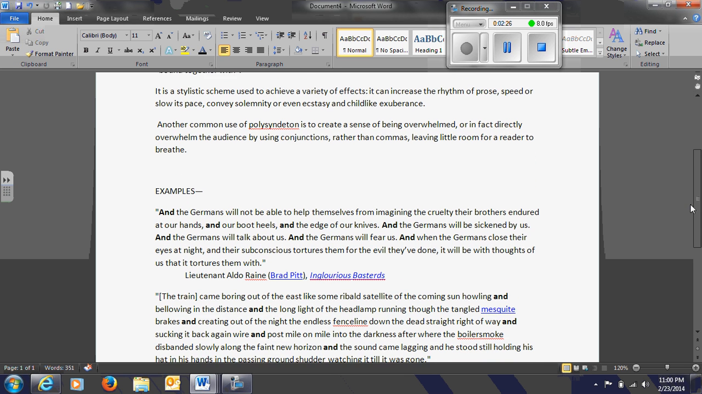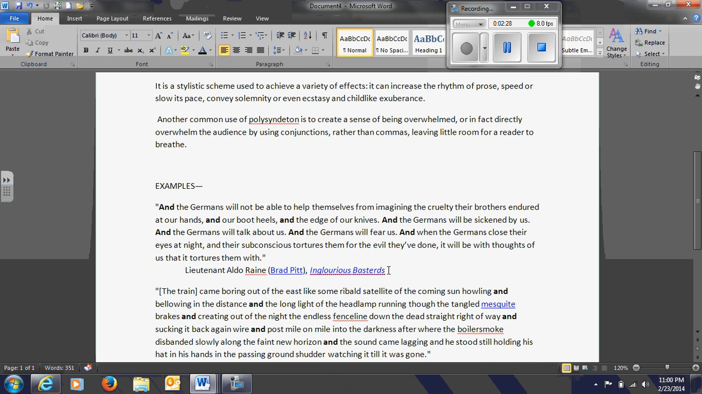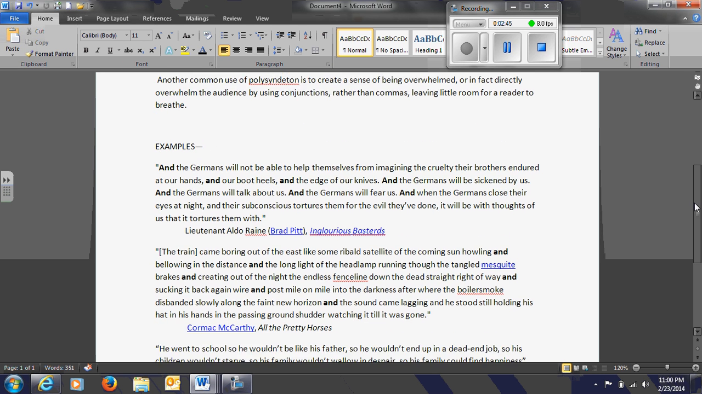So here's what we just saw from Lieutenant Aldo Raine in Inglourious Basterds. Again, I've bolded the ands here. If you have listened, you'll also notice we have some parallel structure. He starts his sentences with the word and, which is another example of both polysyndeton and parallel structure.